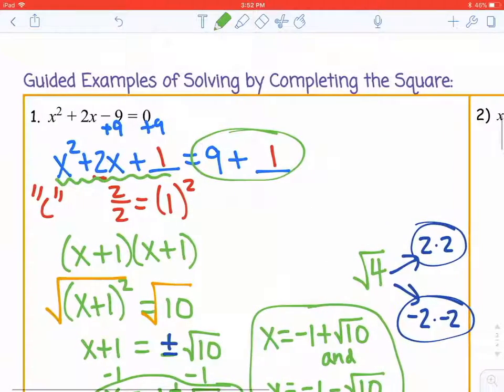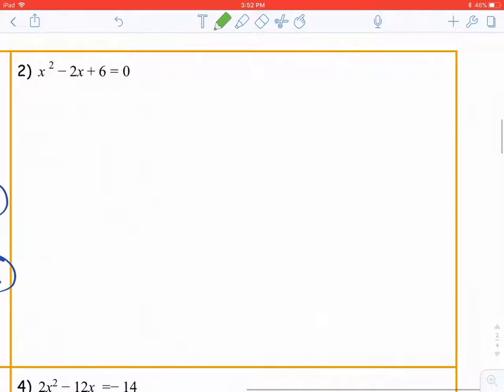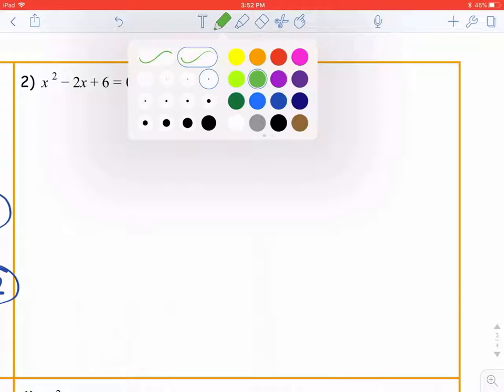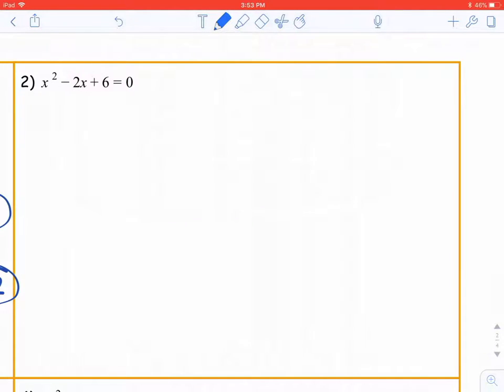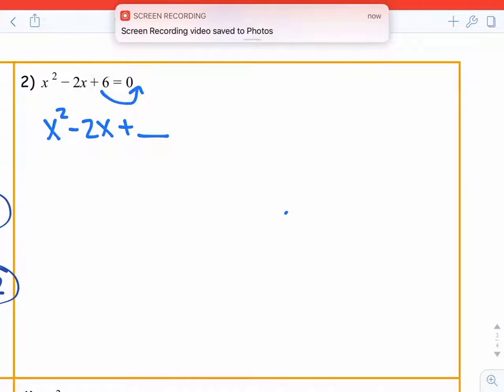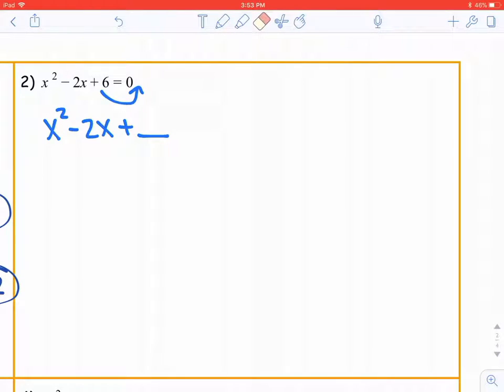Starting by completing the square again, example number 2. So first things first, we need to make room to make this a perfect square trinomial. So write x squared minus 2x plus blank. Move the 6 to the other side and put a blank over there also. So to move it, we had to subtract 6 and then put a blank.